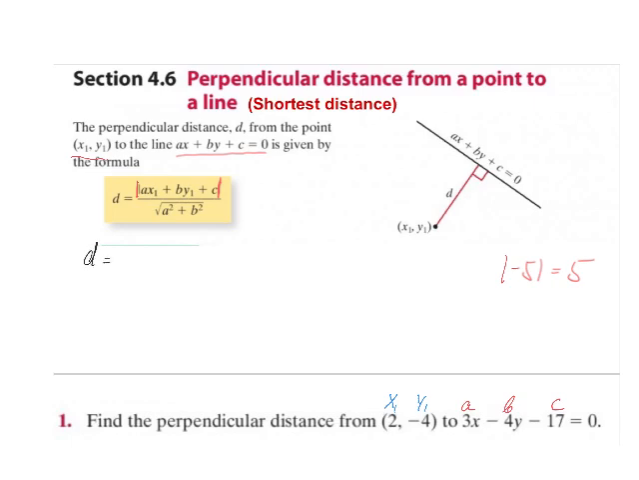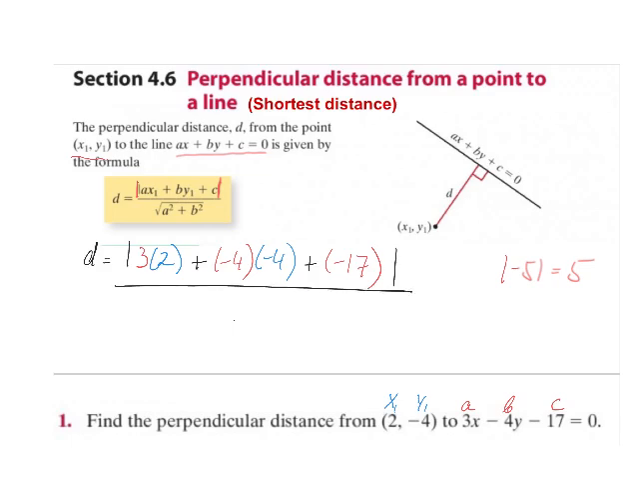So D equals the modulus, and then we have 3, x1 is 2, plus B is minus 4, y1 is minus 4 as well, and we go plus C, minus 17, and the modulus of that, i.e. the 2 bars, over the root.